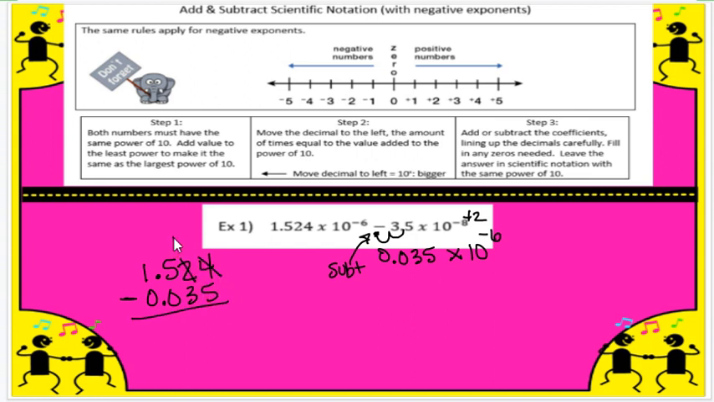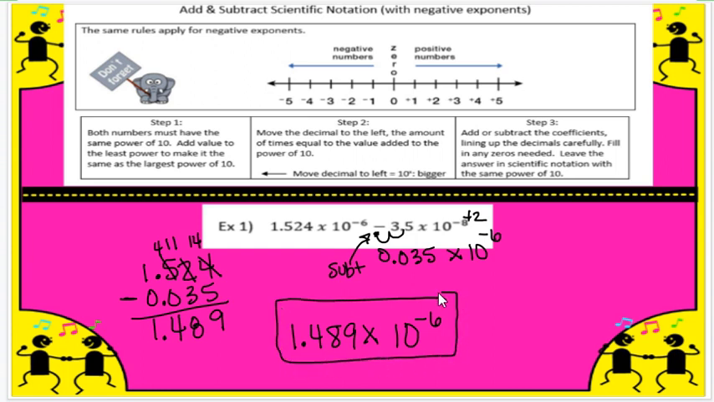I'm going to have to borrow. 14 minus 5 is 9. 1 minus 3, I'm going to have to borrow again. So now I have 11 minus 3, I get 8. 4 minus 0 is 4, and 1 minus 0 is 1. So my answer is 1.489 times 10 to the negative 6.